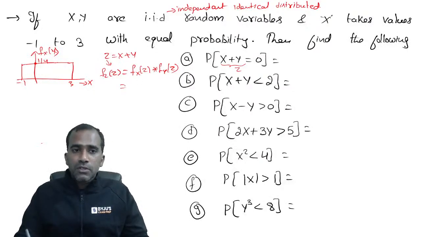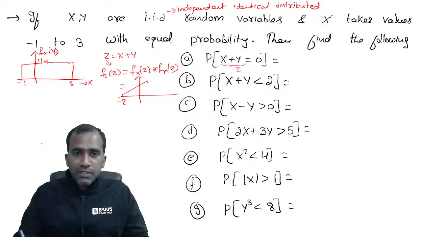You can do the convolution. What is the convolution of two rectangles of the same width? It is a triangle. So what is the lower limit? -1 is the lower limit for this, and -1 is the lower limit for this, so -1 plus -1 is -2. I'm just talking about convolution here, nothing more. And the highest point is 3 for this PDF and 3 for this PDF also, so 3 plus 3 is 6. So this is how it looks.